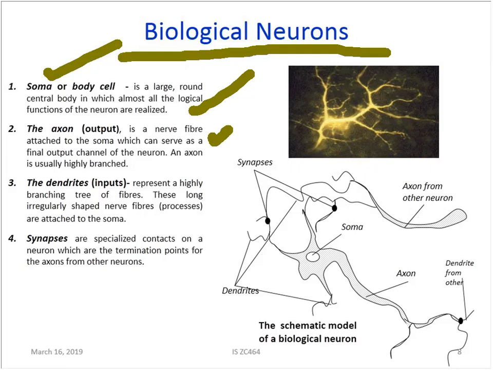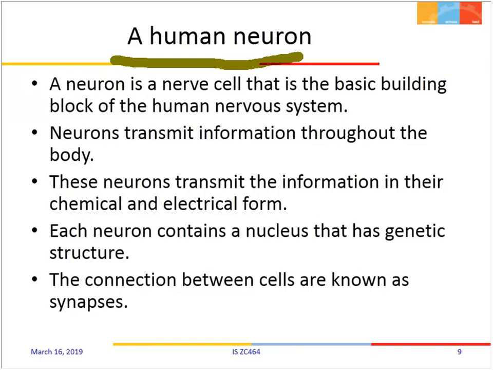But for us, all these things are used as simple inspirations to design the mathematical model. So the dendrite inputs represent a highly branching tree of fibers. These long, irregularly shaped nerve fibers are attached to the soma. Then synapses are specialized contacts on a neuron, which are the terminating points for the axons from other neurons. Okay, so a neuron is a nerve cell, and it is a basic building block of the human nervous system. Neurons transmit information throughout the body, in chemical and electrical form. Each neuron contains a nucleus that has genetic structure.